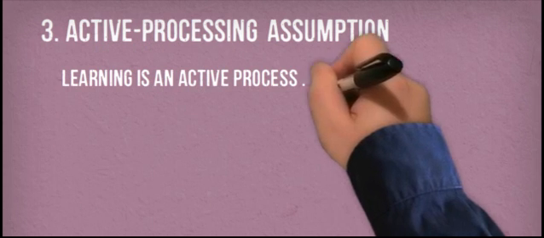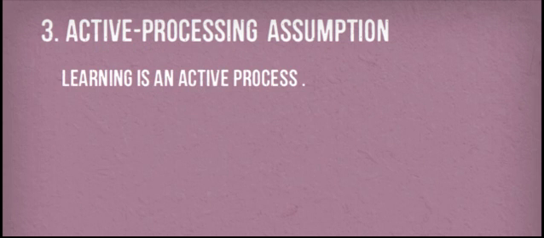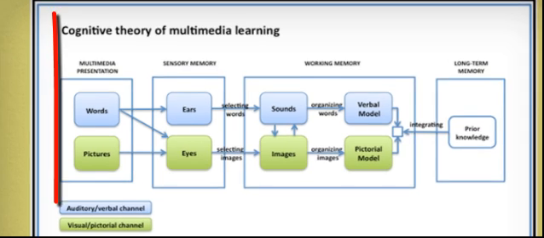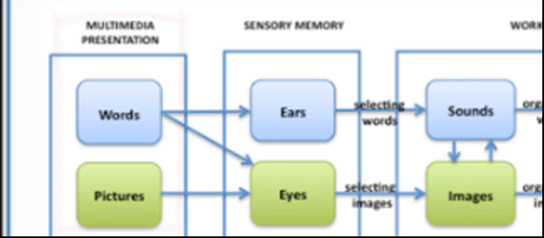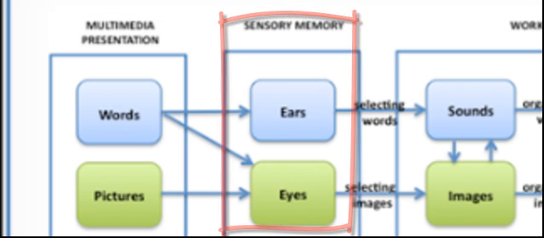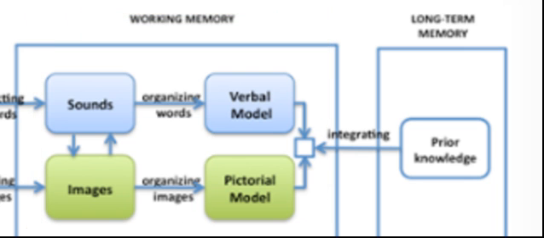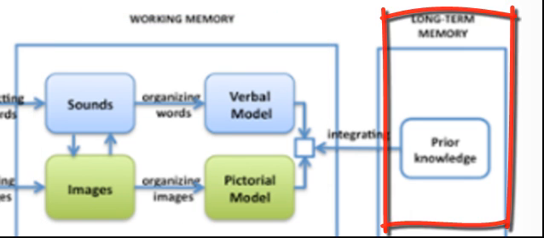Active processing assumption. Learning is an active process of collecting, organizing, and integrating new information. Similarities with constructivist learning may be noticed in this definition. Here is an example of the cognitive theory of multimedia learning. There's the multimedia presentation, sensory memory, working memory, and the long-term memory.